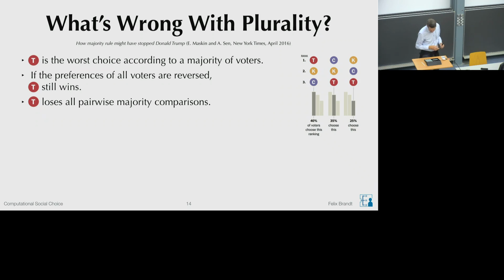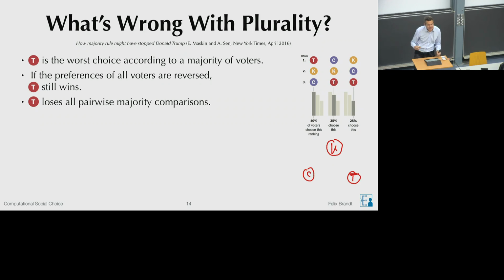One other thing is that Trump loses all pairwise majority comparisons. For this, let's try to draw a figure similar to the one that you have seen before to make this a bit more concrete. So here we have 3 different candidates. Let's draw a directed graph where we have Kasich here, Cruz here, and this is Trump.